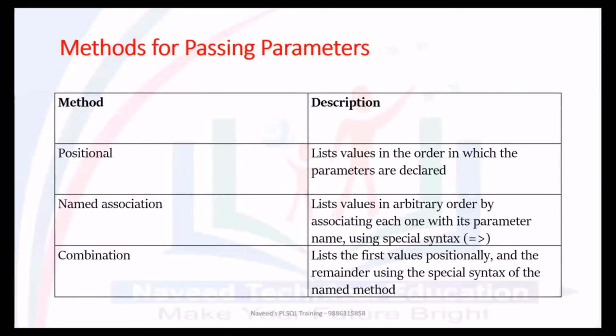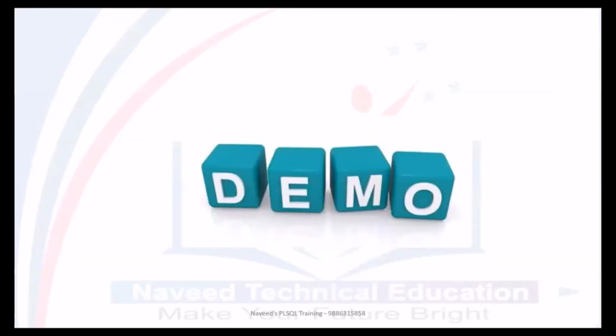See, there are different methods of passing the parameters. Method one is known as positional, which lists values in the order in which the parameters are declared. Then we have named association, which lists values in arbitrary order by associating each one with its parameter name using special syntax. And a combination one, which lists the first value positionally and the remainder using the special syntax of the named method. So let's see an example of the different ways to pass parameters in a PL/SQL stored procedure.